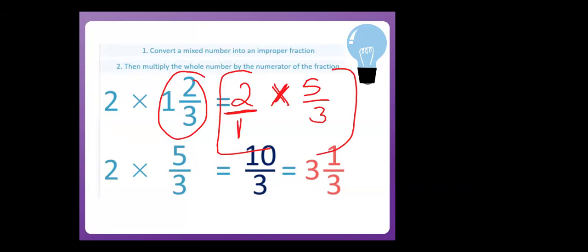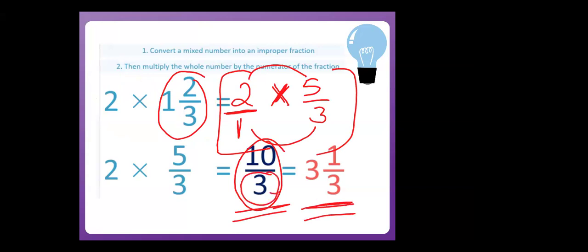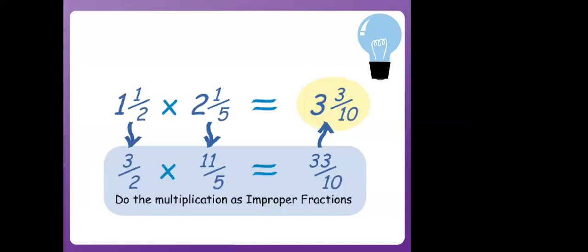Then what do you do? You multiply 2 times 5, which is 10. And then 1 times 3 is 3. So it is 10 over 3. Excellent. Then you can convert this into a mixed fraction. 3 times 3 is 9 and 1, so 3 and 1 over 3. Fine. This is how you're going to solve the problems that have a whole number and a whole number with a fraction, that is a mixed number.